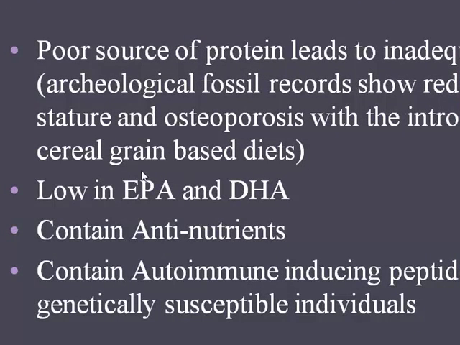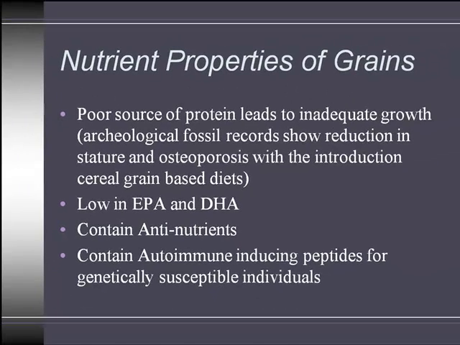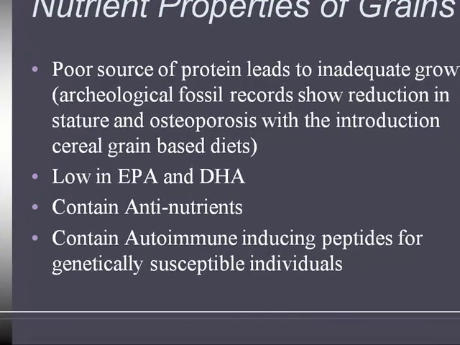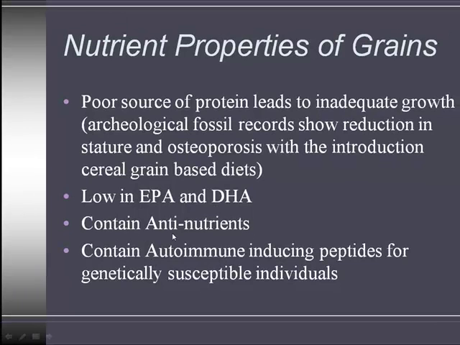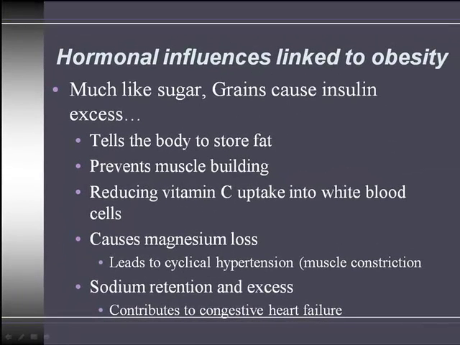Additionally, you can see that grains are low in EPA and DHA. Now these are omega-3 fats. Grains tend to be higher in omega-6 fats. And so if we're low in EPA and DHA and we're high in omega-6, what tends to happen is our body tends to be more prone to developing chemical inflammation. Now additionally, grains contain anti-nutrients, and these are chemicals within the grain that bind to minerals and prevent them from being absorbed. But there are also a number of different peptides that we've studied that, for people that are genetically susceptible, can create autoimmune disease.